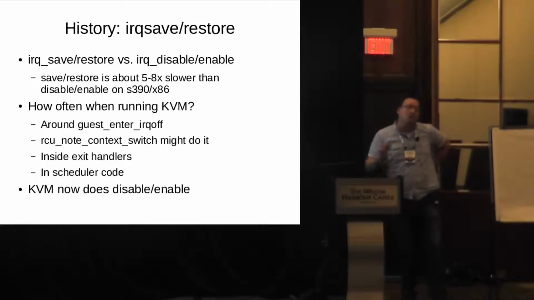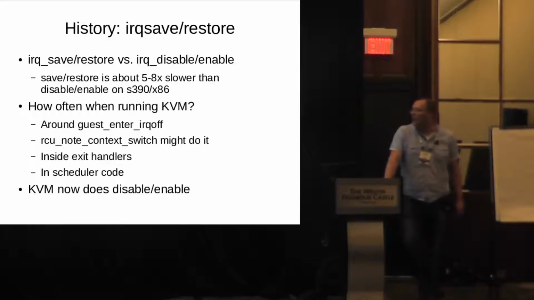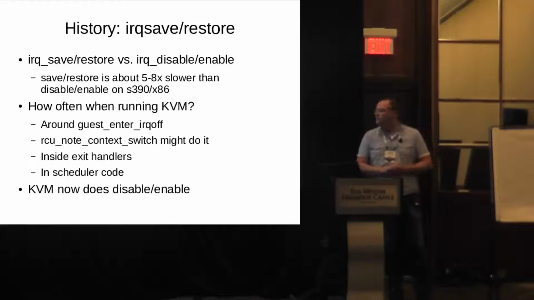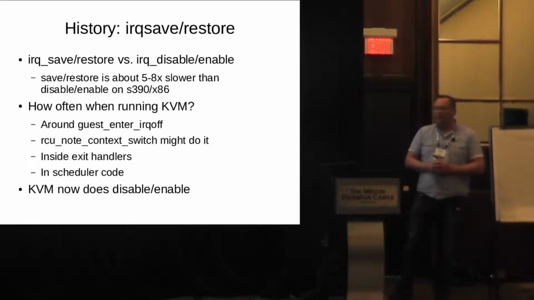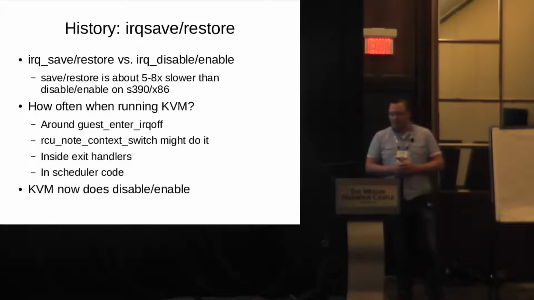And it turns out that we use IRQ disabling and enabling quite often. In KVM, we use it around guest enter and exit. RCU code might use it for some specific things. Inside some exit handlers, I found IRQ disabling and enabling. In the scheduler code, we have that. In KVM, we now disable and enable instead of doing a save and restore. I did some early patches for S390 mostly, and Paolo basically extended that to other platforms.